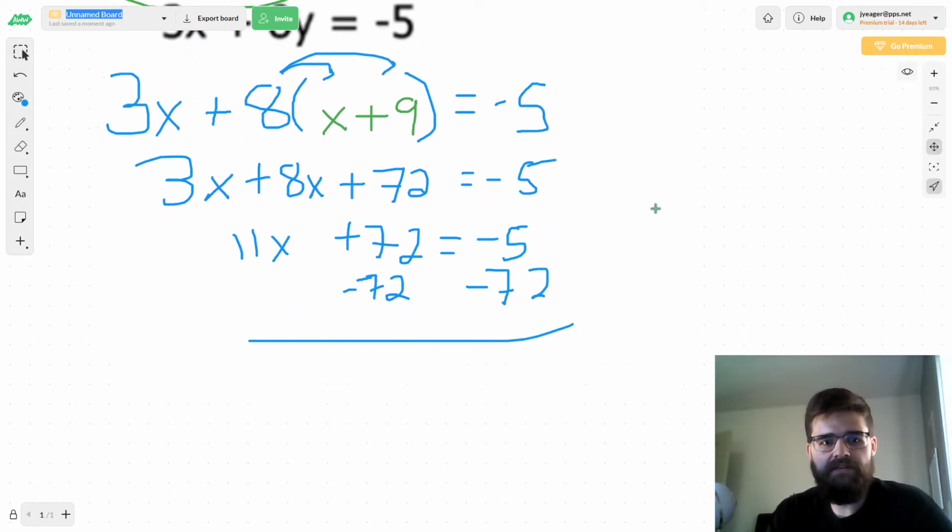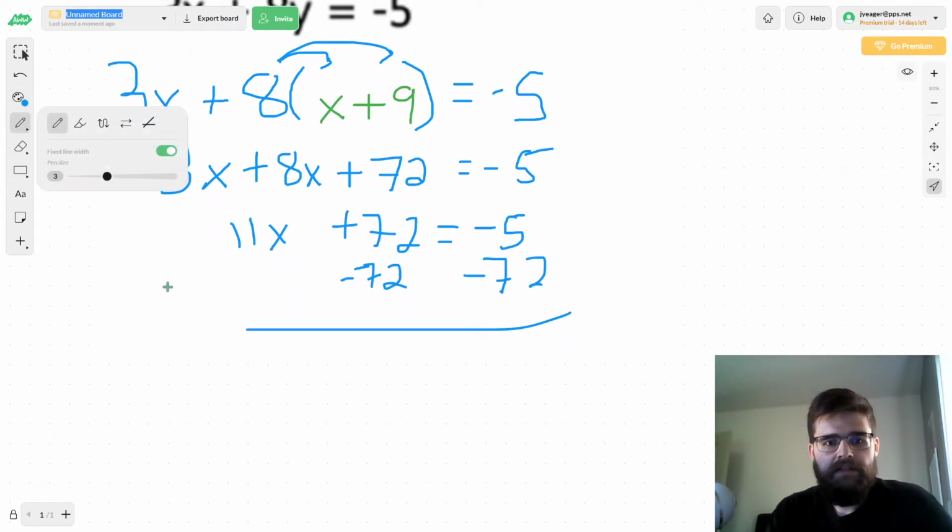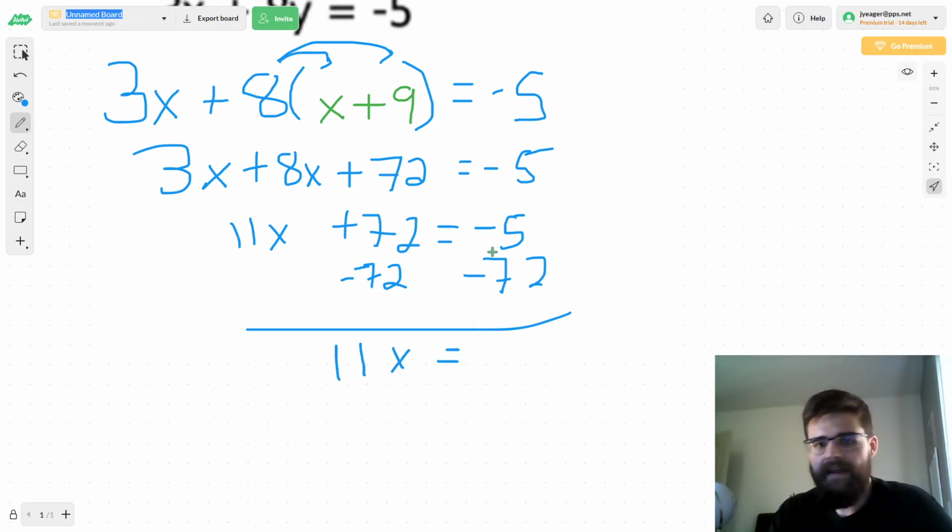So just to make this a little more clean, we've got 11x equals -5 minus 72 more. That's -77. All right, if 11x is equal to -77, then we're going to divide by 11 to find out that x is equal to -7.